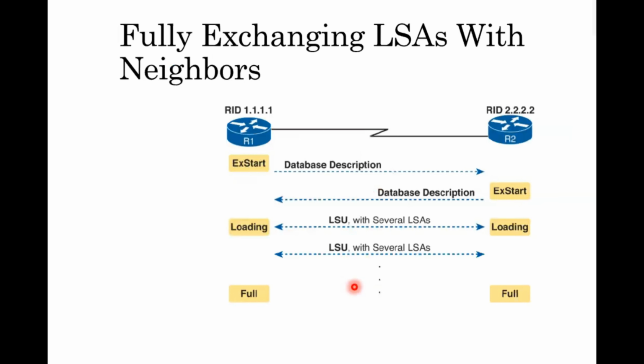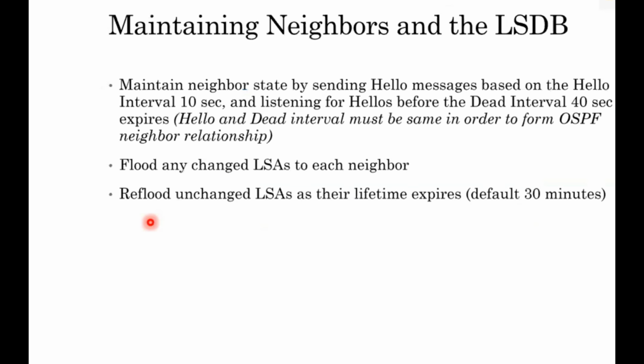After that, R1 and R2 exchange the database information. As part of that, we have database descriptions. Let's say R1 sends database information to R2, and R2 sends database information to R1. Then comes the loading state, link state update with several LSAs. So basically, several LSAs will be updated.